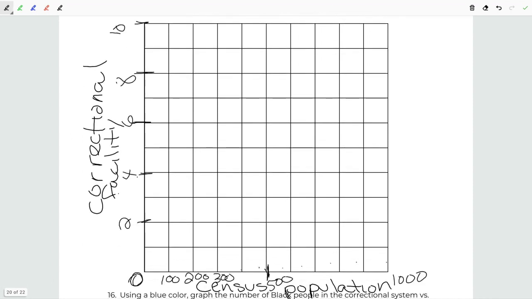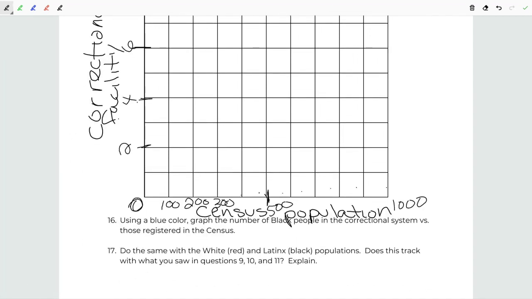Okay, so now we're going to go look at the chart that we just filled out, and we're going to look at our Black population because that's what it says to do. It says use a blue color, graph the number of Black people in the correctional system versus those registered in the census.